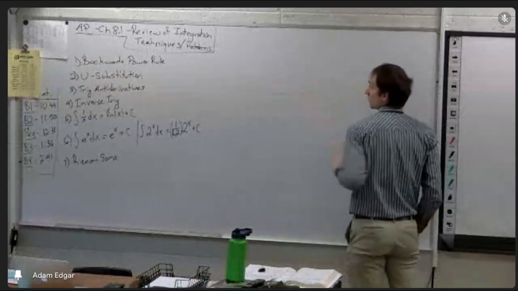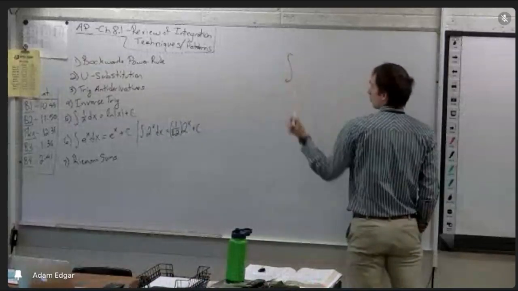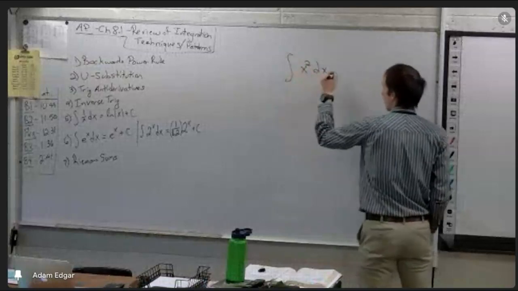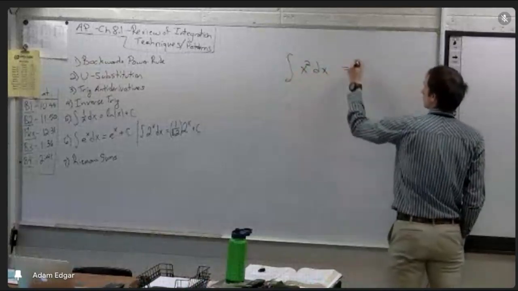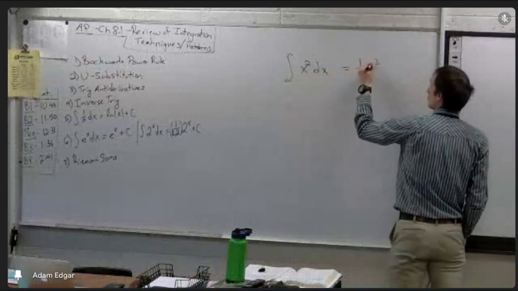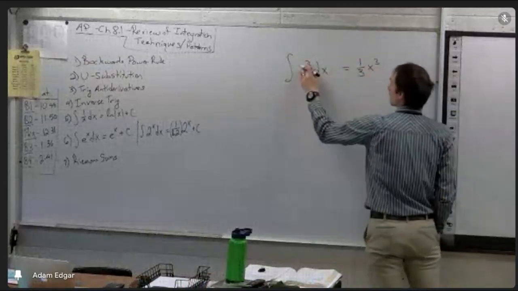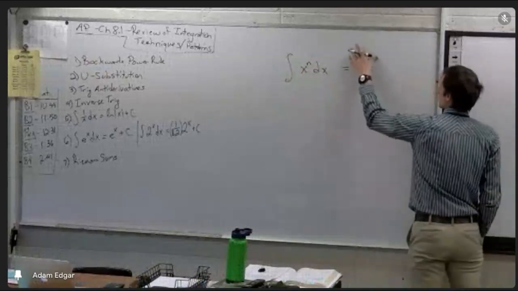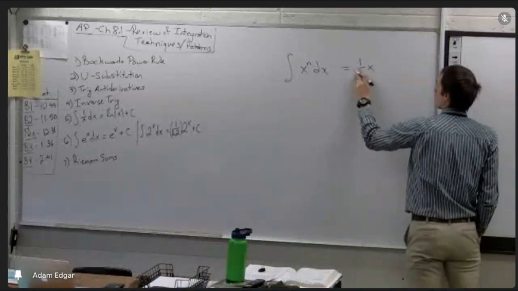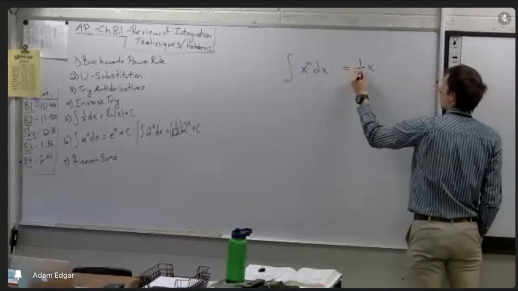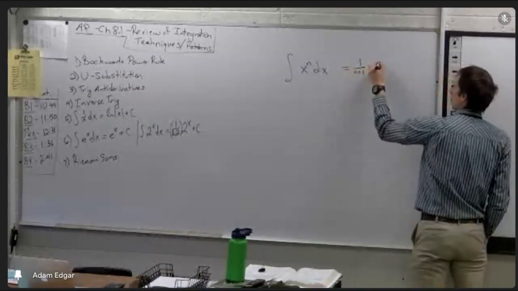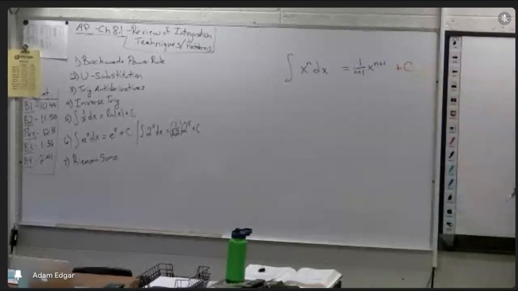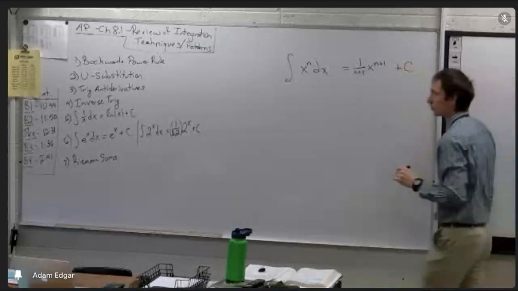We've looked at your backwards power rule. We've been doing that a ton recently. What's the integral of, say, x squared dx? 1/3 x cubed plus c. Generally speaking, what's the integral of x to the n dx? 1 over n plus 1, and then x to the n plus 1, because you divide by the new exponent, and then if you're doing an indefinite integral, plus c. All right, so that's backwards power.